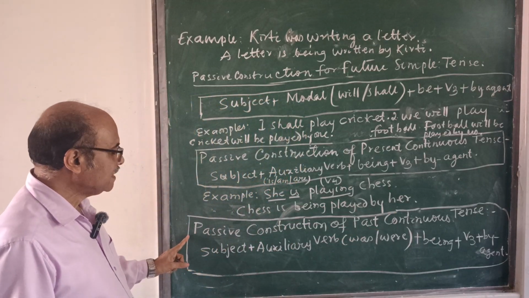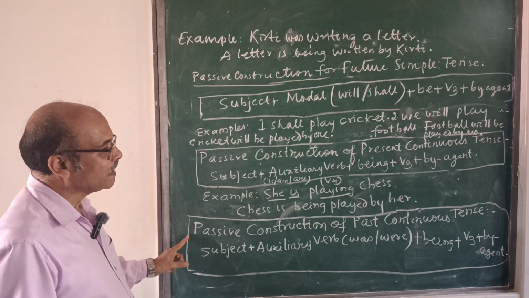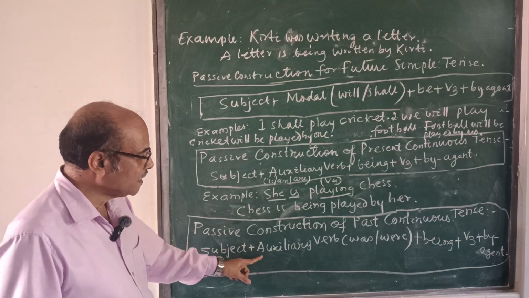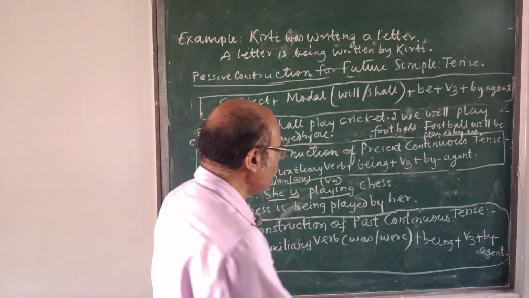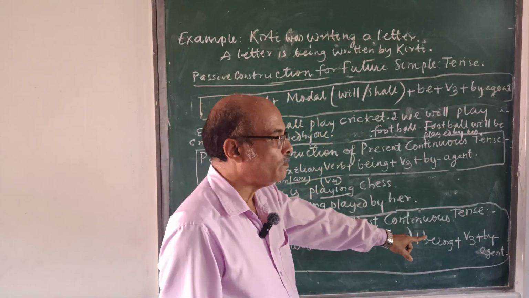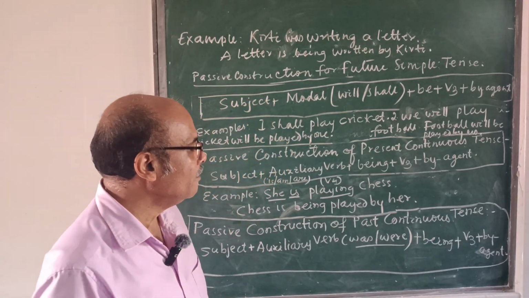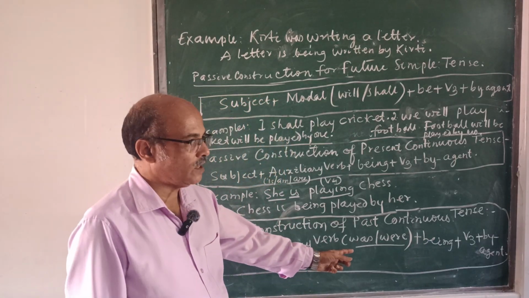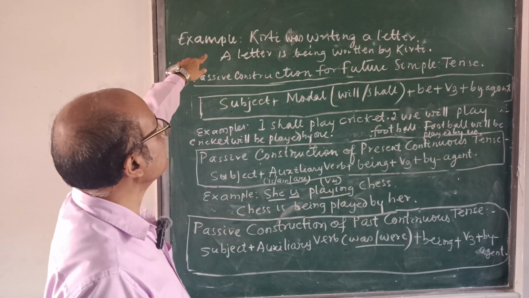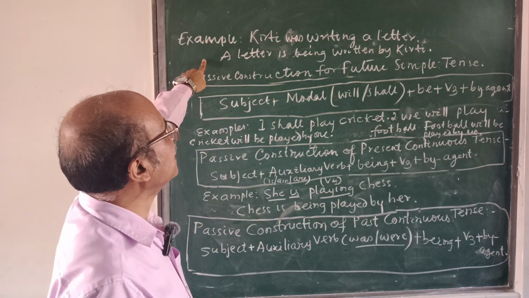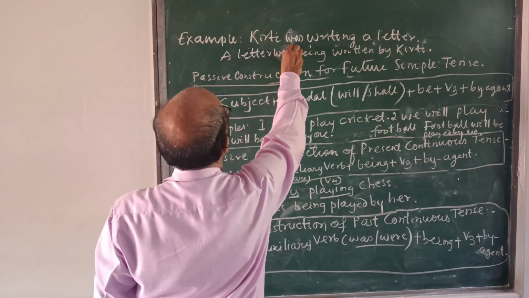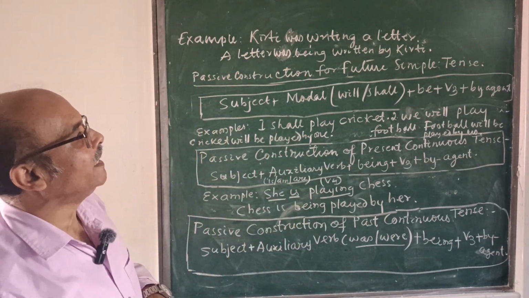Next, passive construction of the past continuous tense. Subject plus auxiliary verb was or were will be used, being, V3, that is past participle of the main verb, by agent. Was for your singular noun, were for your plural noun. Let's see this example. Kitty was writing a letter. A letter was being written by Kitty.